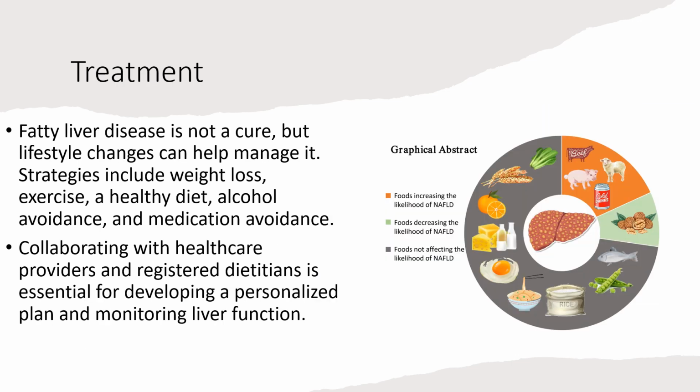As of today, there is currently no specific medication or treatment to cure fatty liver disease, but lifestyle changes can help manage the condition and may help reverse the damage in some cases. Here are some strategies. First is weight loss. Losing weight, especially around the abdominal area, can help reduce the amount of fat in the liver. A weight loss of 5 to 10% of body weight can improve liver function and reduce the risk of complications.